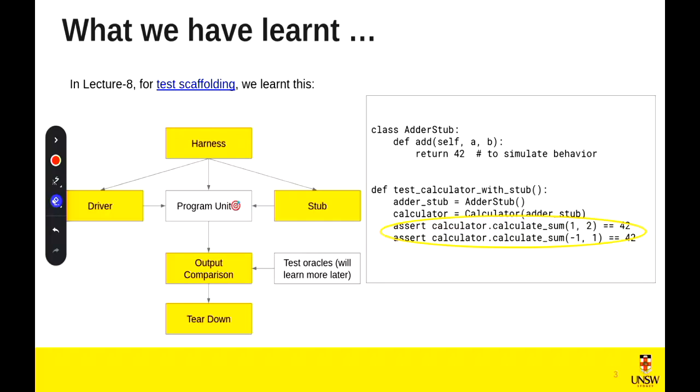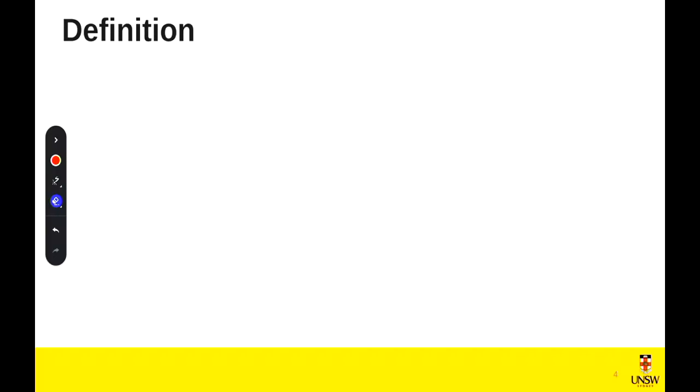So you can see in this piece of code, we have some assertions to check the return value of the function we would like to test. So this is actually considered as an oracle here. So let's learn what exactly a test oracle is today.